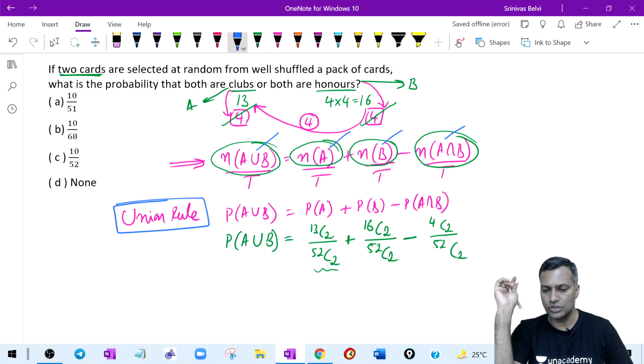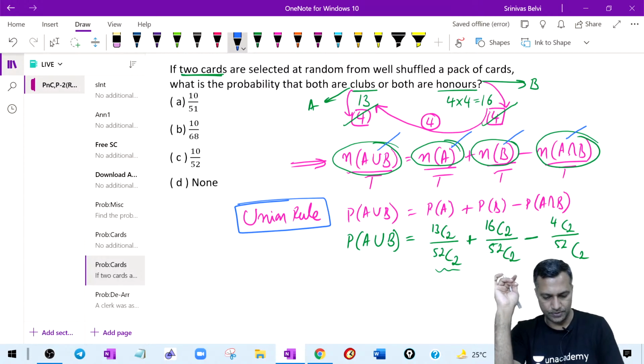Clear? Everybody clear about this union rule? Very important. Wherever you feel that there is a double counting, use the union rule. Wherever you think there is a double counting, use this and then proceed. Ultimately, at the end of the day, it is counting. If there is a double counting, come back and reduce it. Good. Very good. All right.